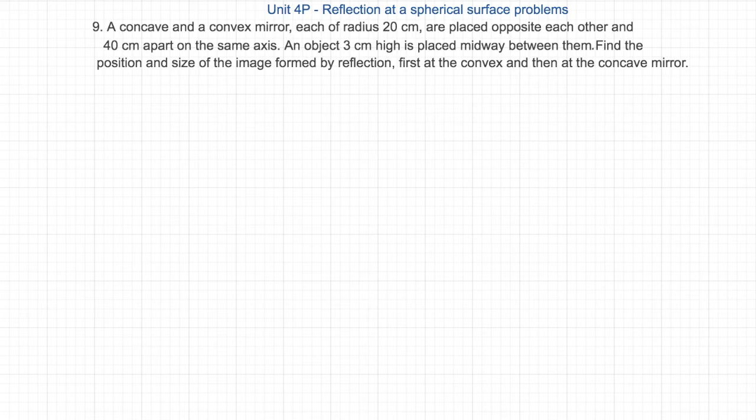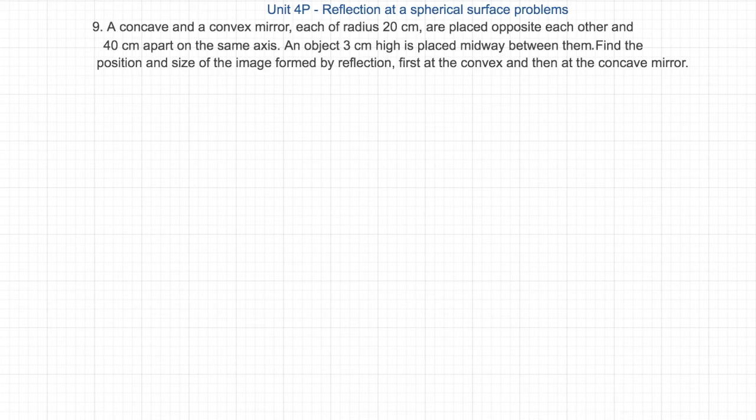Okay, question 9. This is the most difficult question. I saved it for last, so it requires an entire page. A concave and a convex mirror, each of radius 20 centimeters, are placed opposite each other and 40 centimeters apart on the same axis. An object 3 centimeters high is placed between them. Find the position and size of the image formed by reflection, first at the convex and then at the concave mirror.